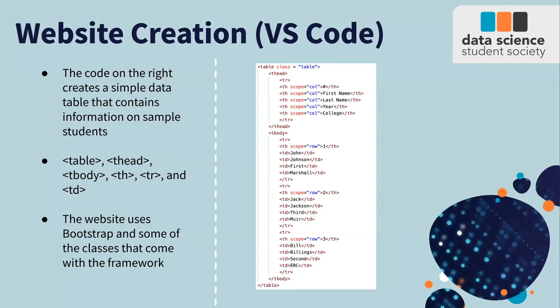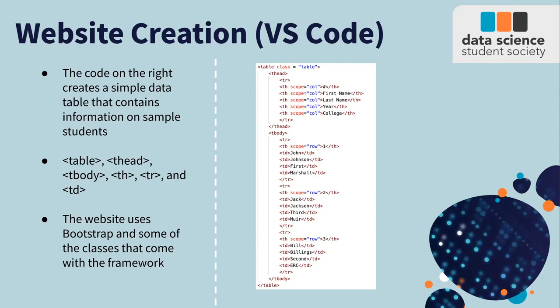Now, the code on the right creates a simple data table that contains information on sample students. Some of the tags that are used that we haven't gone over are the table, T-head, T-body, T-H, T-R, and T-D. The table tag encompasses all of the other tags and basically is the entire table. T-head is the header of the table, which you can kind of think of as the titles of each column. The T-body is all of the data itself.